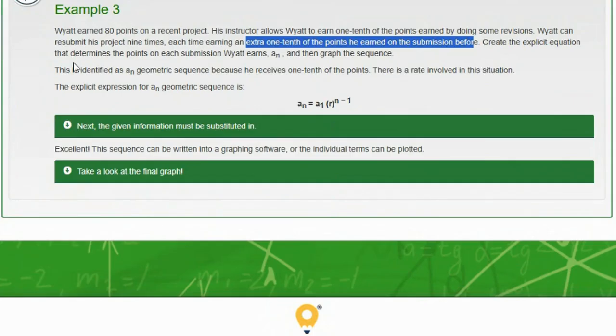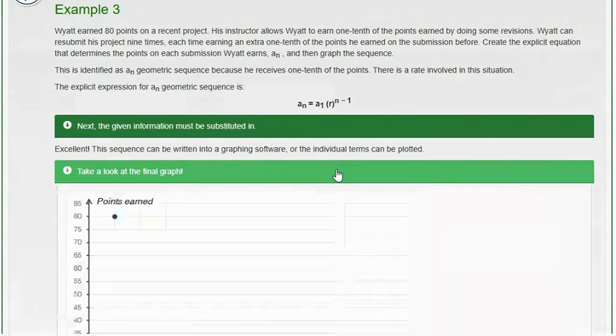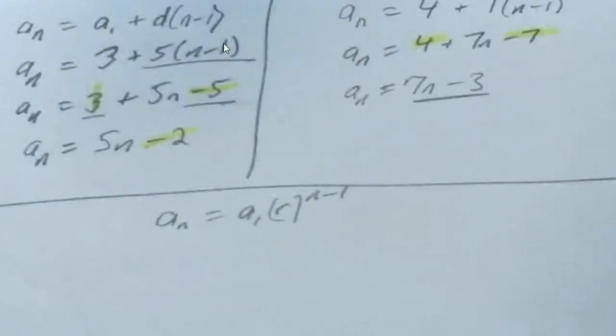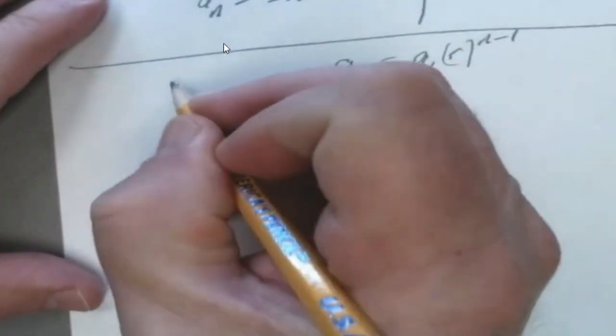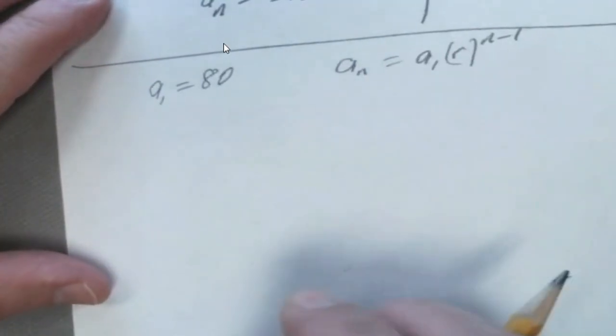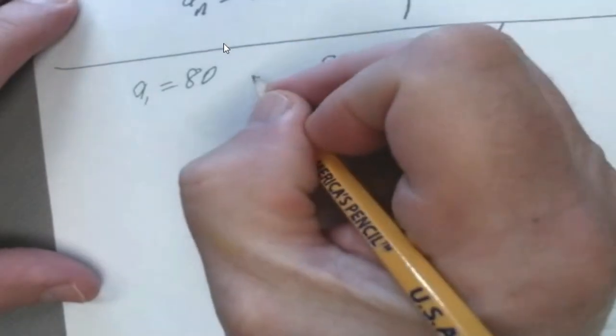Create the explicit equation that determines the points on each submission that Wyatt earns, A sub n, and then graph the sequence. 1/10 the points. Okay, so I just want to see, is this going up or down? All right, it is going down. So let's talk this through here. He got 80 points when he first turned it in. So that's our A sub 1. He can get 1/10.